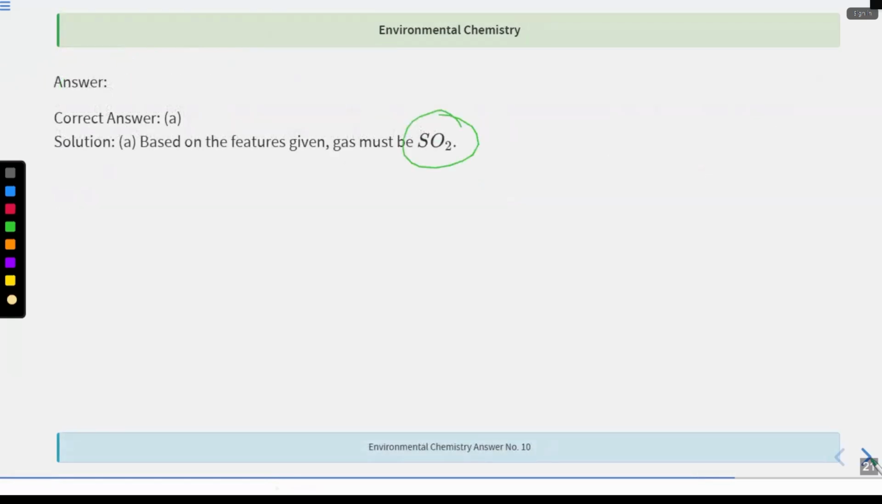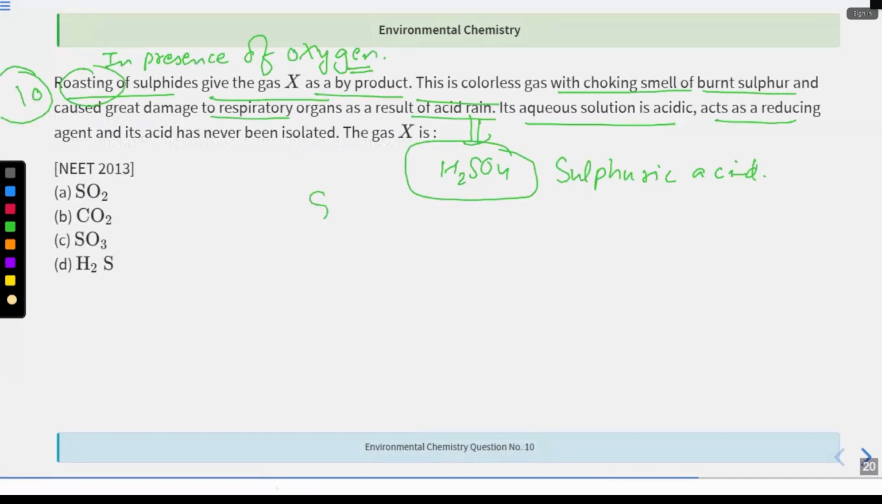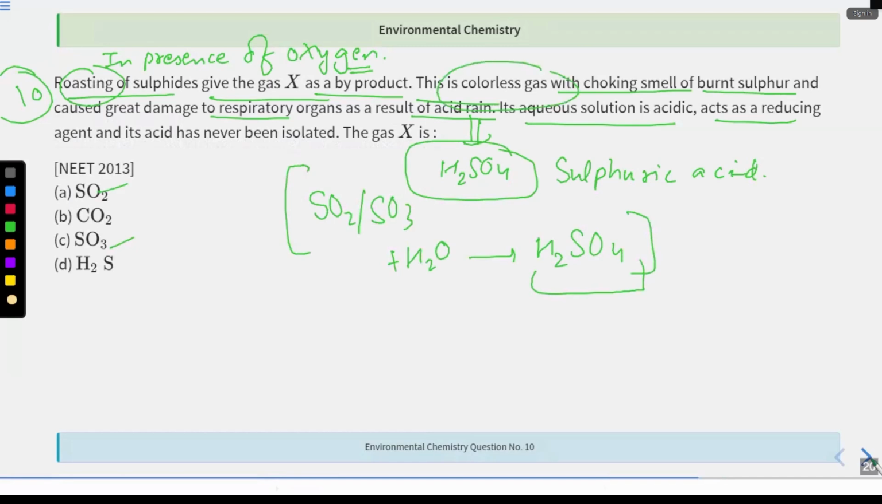So again, SO2 is the right option. SO2 and SO3 are the only two gases which react with H2O to form H2SO4. These two are given here, but you need to take that gas which is, first thing, colorless. SO3 is not colorless. SO2 is the only colorless gas, and SO2 gives you the choking smell of burnt sulfur, which is not there in the case of SO3. So SO2 is the right option here.